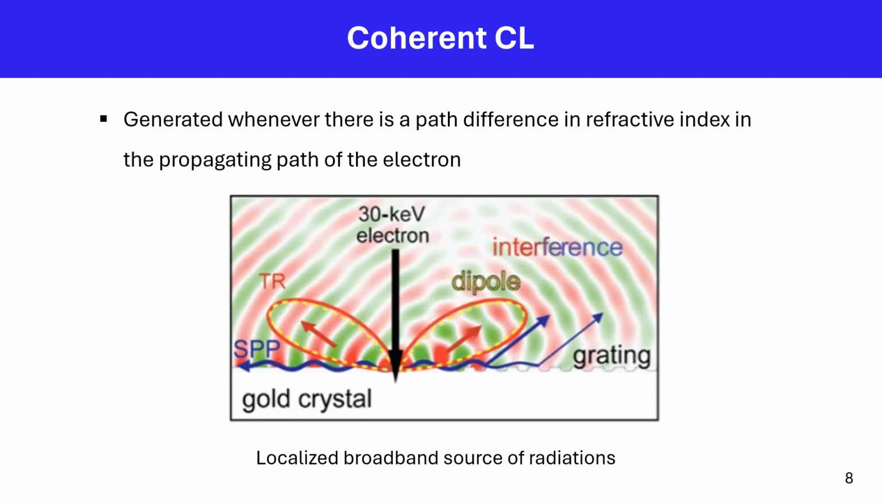Because there is an oscillating charge created here, that oscillating charge can be seen as a dipole, and this can couple with free space, and radiation can be emitted directly. That's the beauty of CL, and that's called transition radiation. That's also one option. So this is why coherent CL is generated: because of the difference in refractive index in the propagating path of the electron, which results in very different types of patterns or different types of interactions.